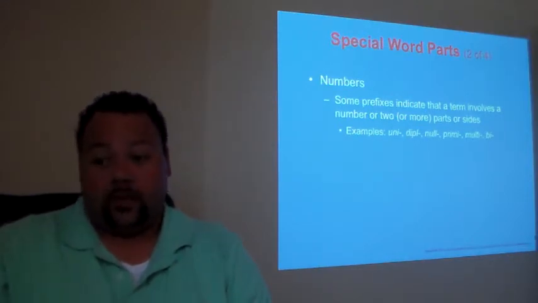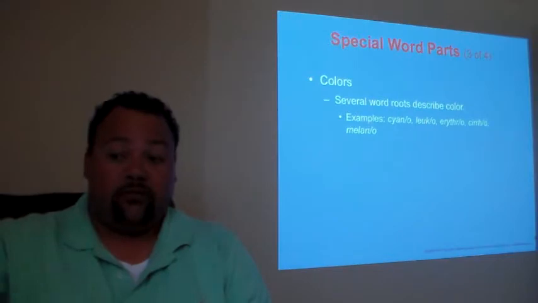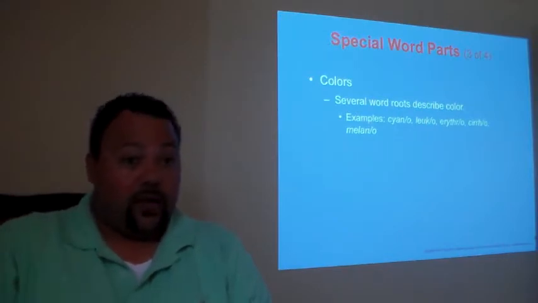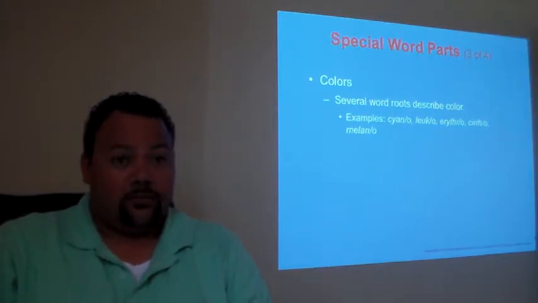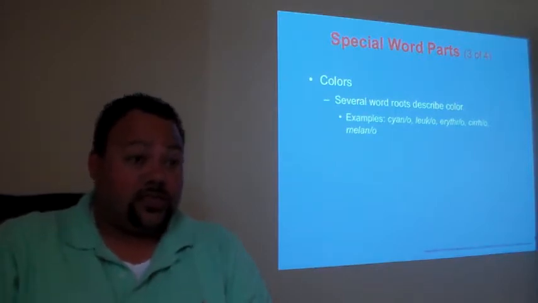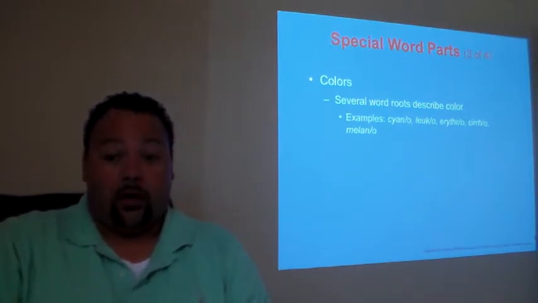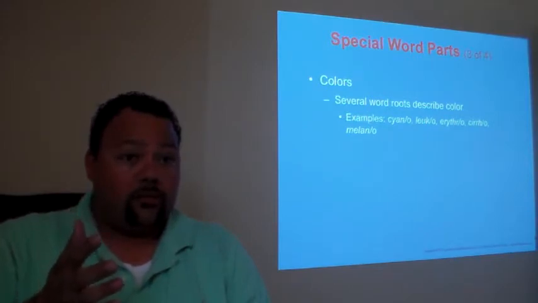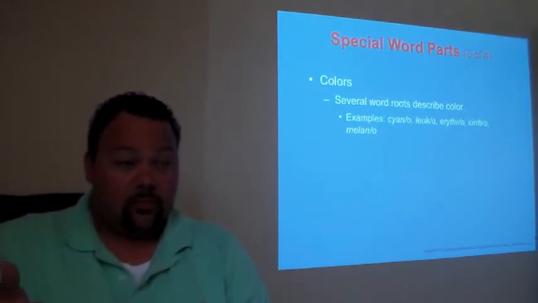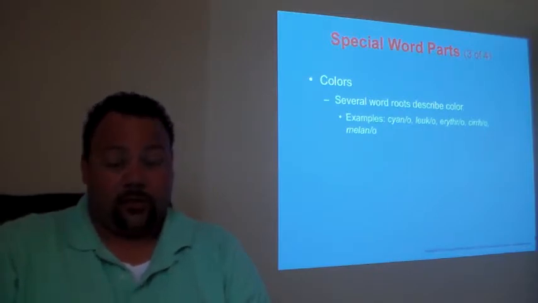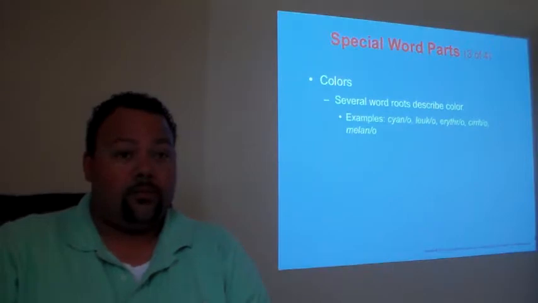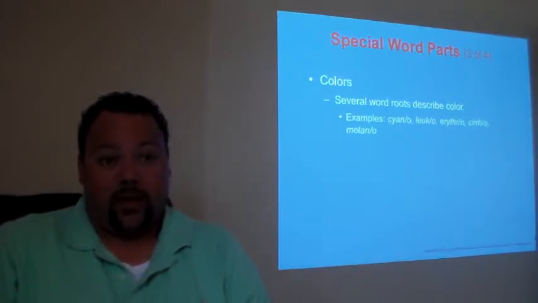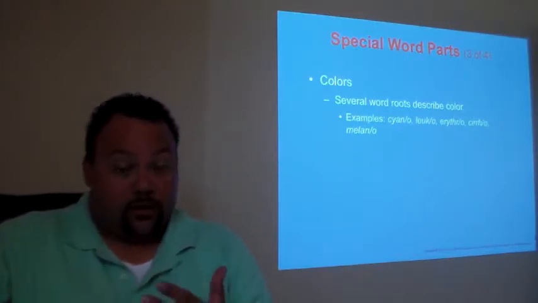Some of the other ones that you may see are for colors: cyano or cyan. What color is cyan? Blue. So cyanosis is blue lips, or bluing of something. Leuco is what? White. Erythro is red. Xantho is what? Yellow and orange. And melano is what? Browning or brown or black. So those are all color differentiations.